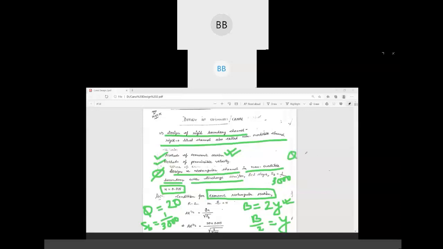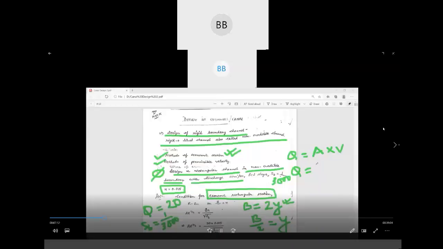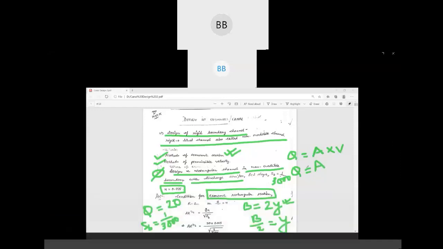Now you take discharge equal to area multiplied by velocity. Manning's coefficient is given, so in place of velocity we are going to use Manning's equation, into R to the power 2 by 3 multiplied by Sb to the power half. Okay, this is the Manning's equation. So this you can bring it in the left hand side.